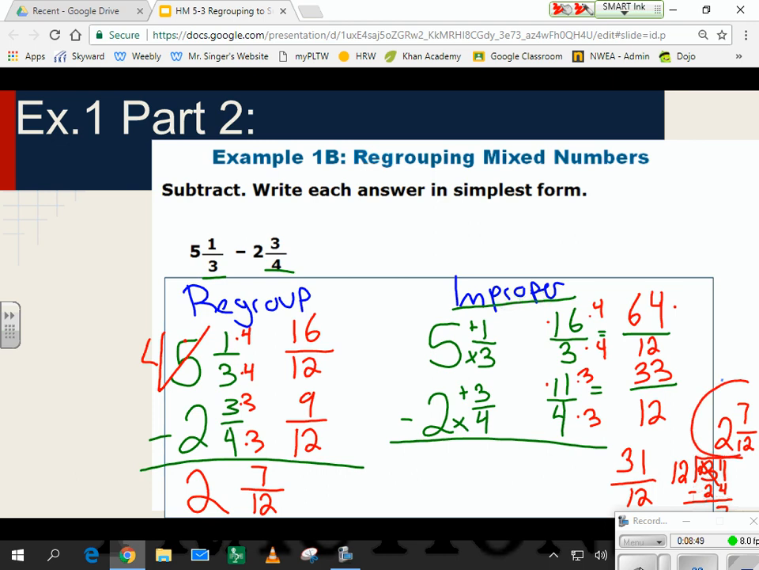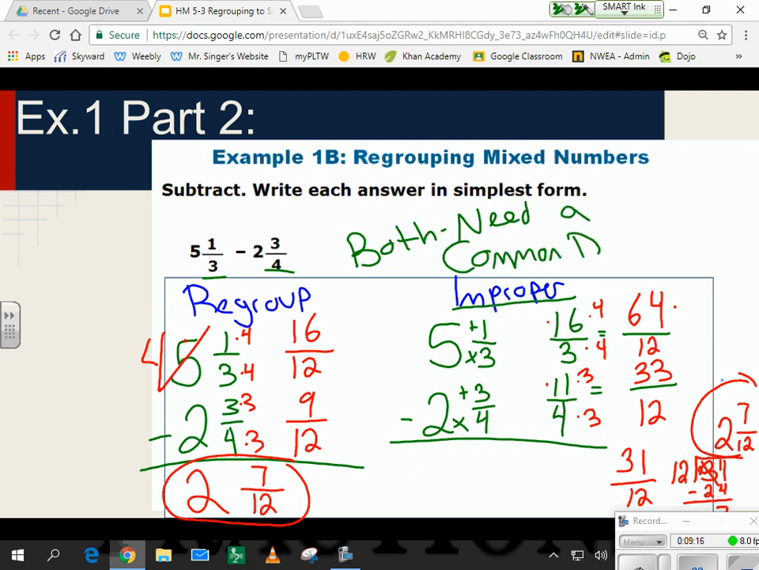You can see that the answer we have here and the answer we have here both are 2 7/12. I'm just giving you two different ways to look at it. So you can choose which way you feel most comfortable with depending on the situation. But the one thing you'll see is that in both situations, you need a common denominator. Okay. Copy these down if you want before you do your own problems.